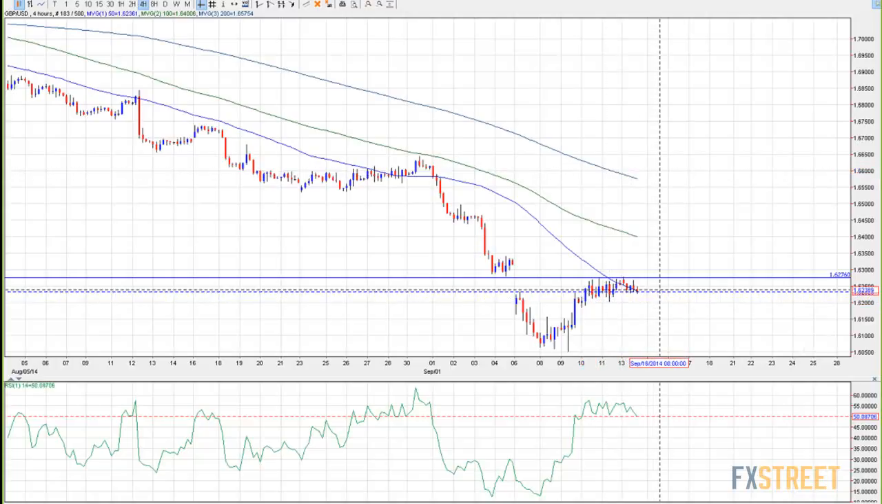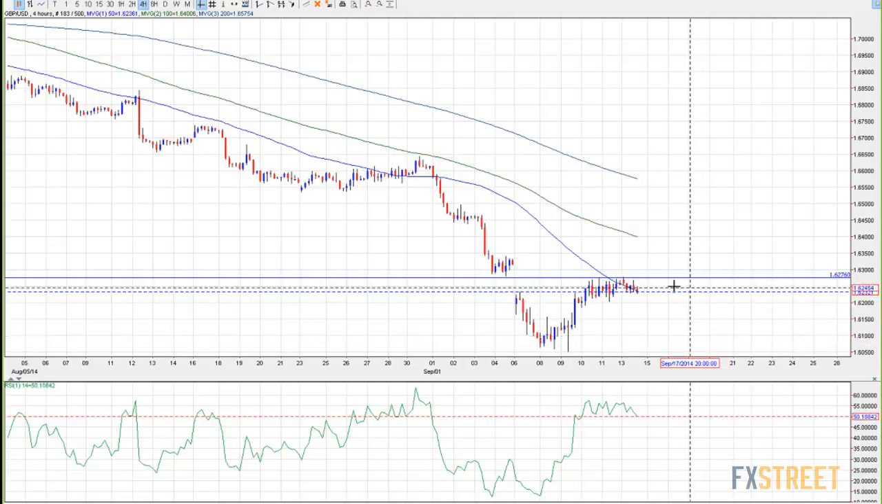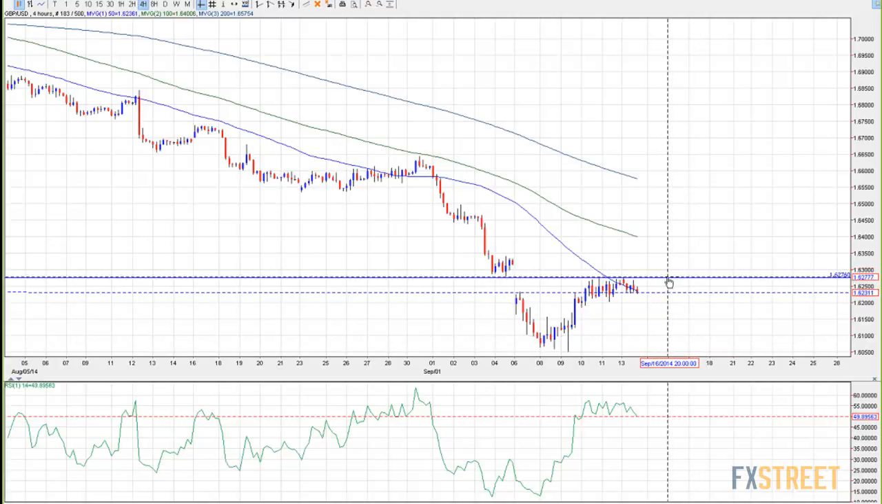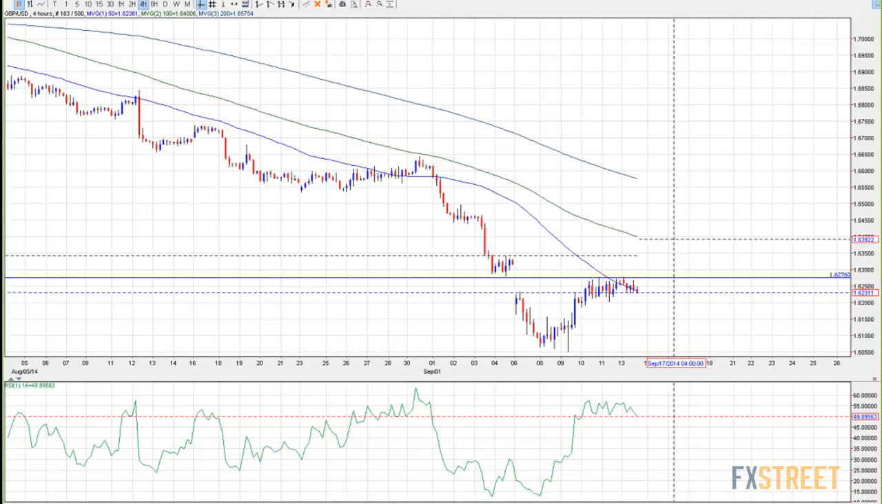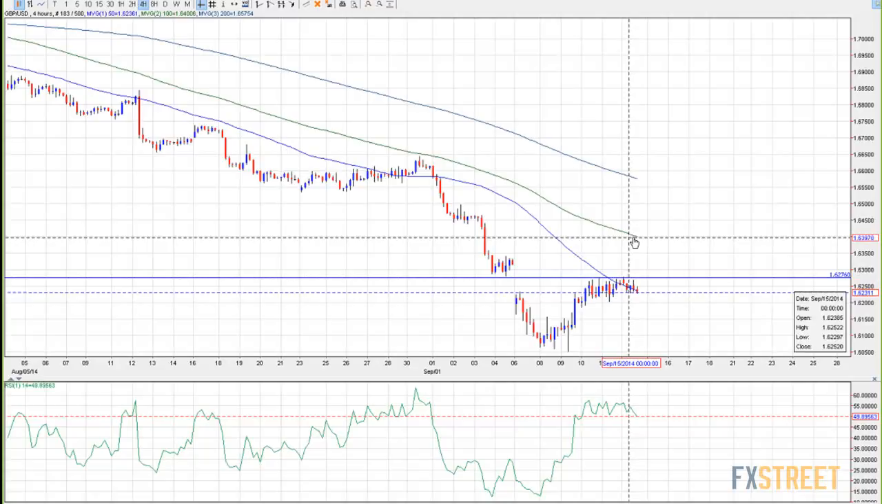To me, I would look for this market to come back down to test these lows ahead of the FOMC meeting, but I might be wrong. If the market pushes above 1.6277, then we can look at some short-term bullish correction with upside towards 1.64, which is where the 100-hour simple moving average is.